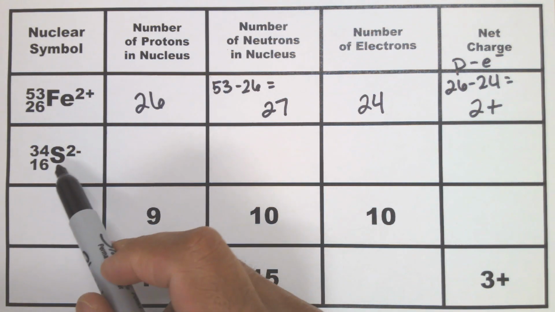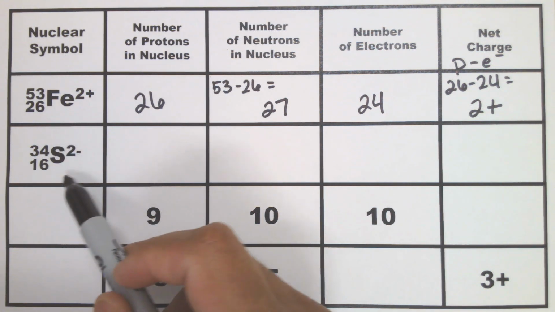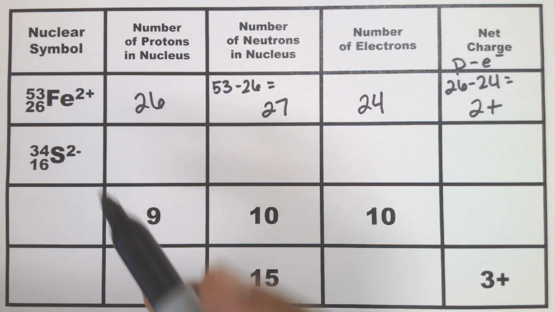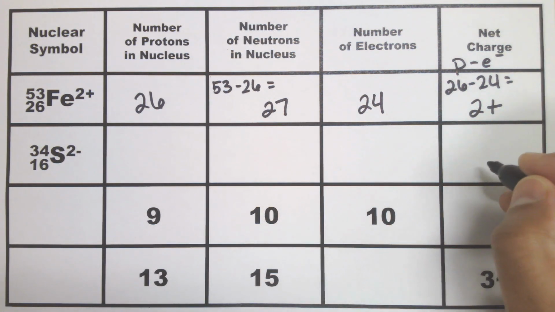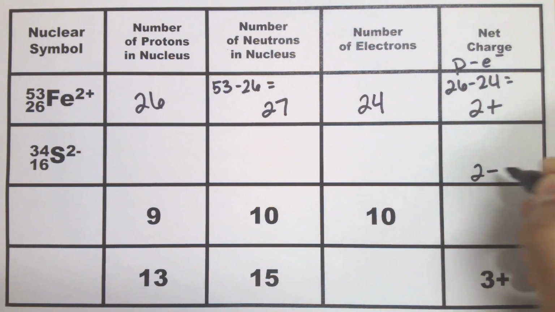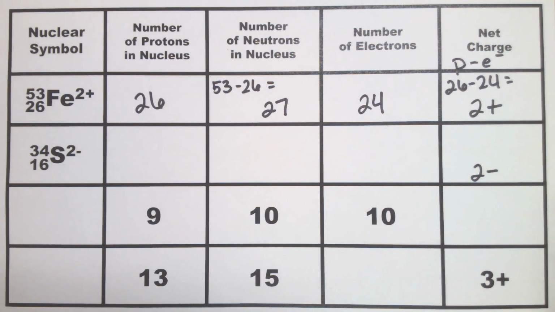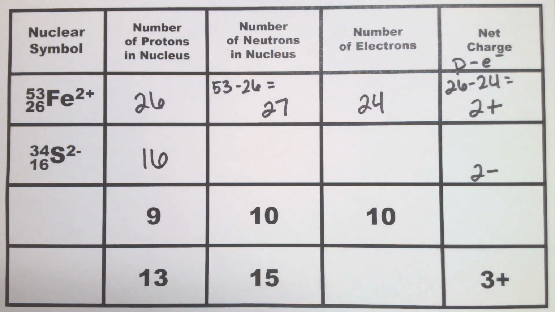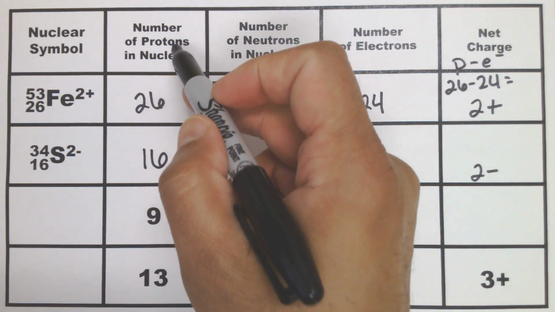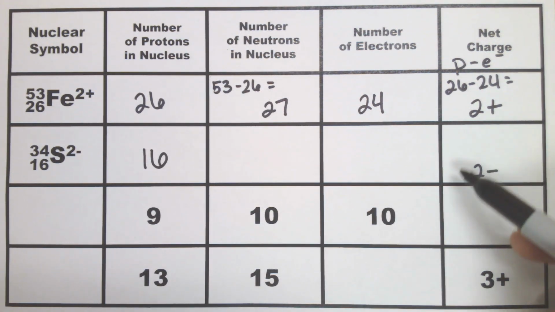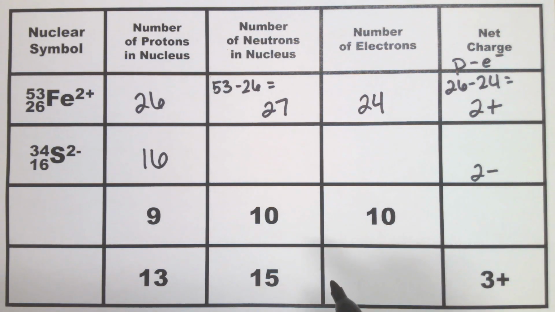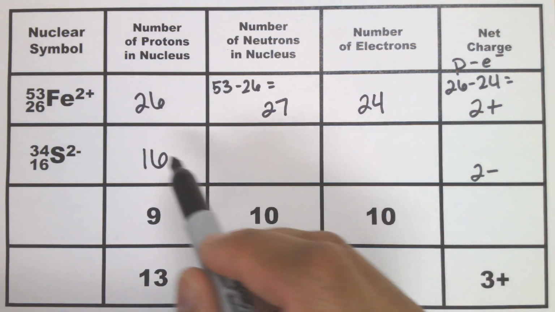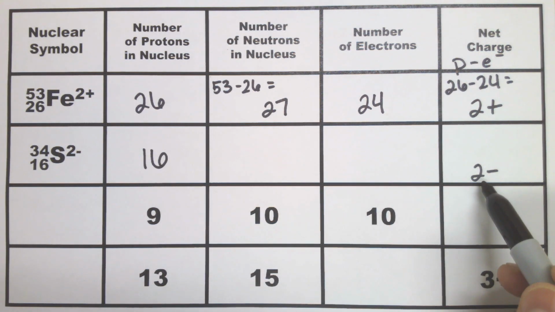In the next example, we have sulfide, the ion, with a 2 negative charge. So the net charge here is 2 negative. The atomic number is 16. That gives us the protons in the nucleus. We can tell from the net charge, because it's negative, we'll have more electrons than protons. In fact, 2 more electrons than protons.